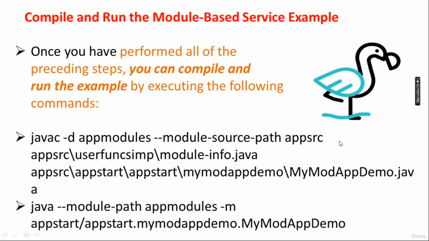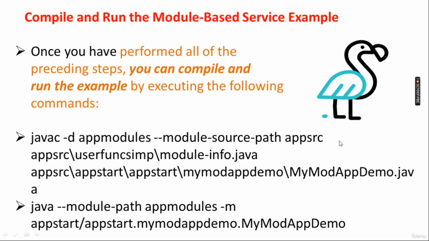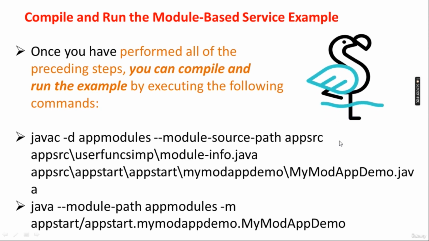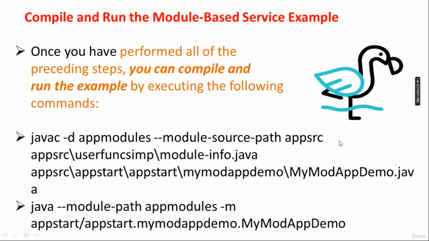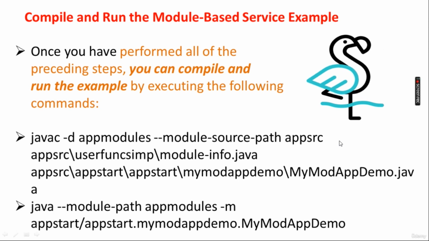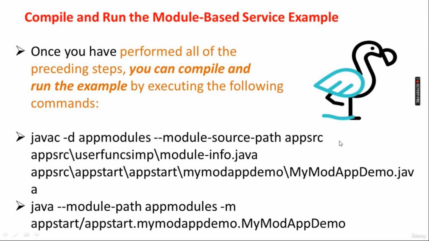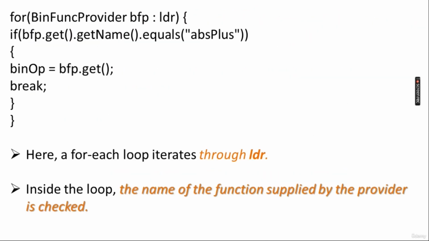Then java --module-path app modules -m, where -m is for module, app start / app start.mymod app demo.mymod app demo. So these two commands: javac is for compiling the example from the previous session, and java is for running the example. This was our example.